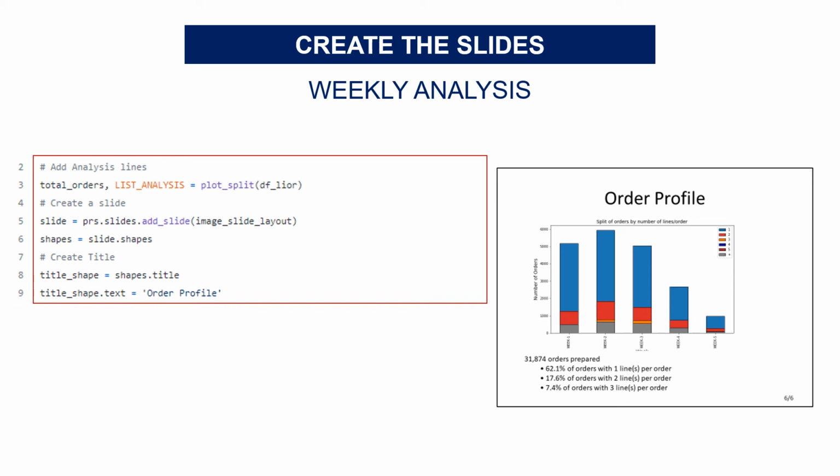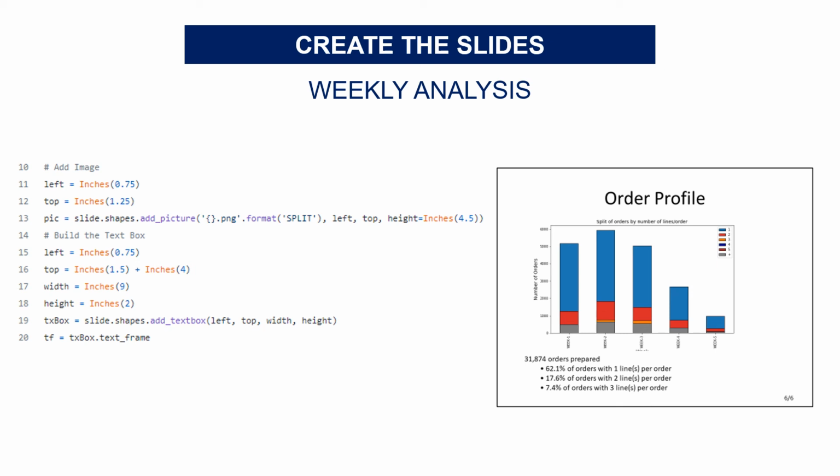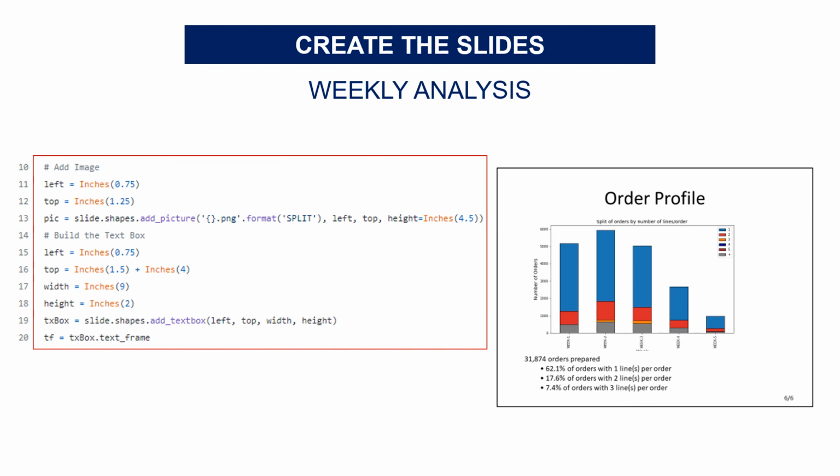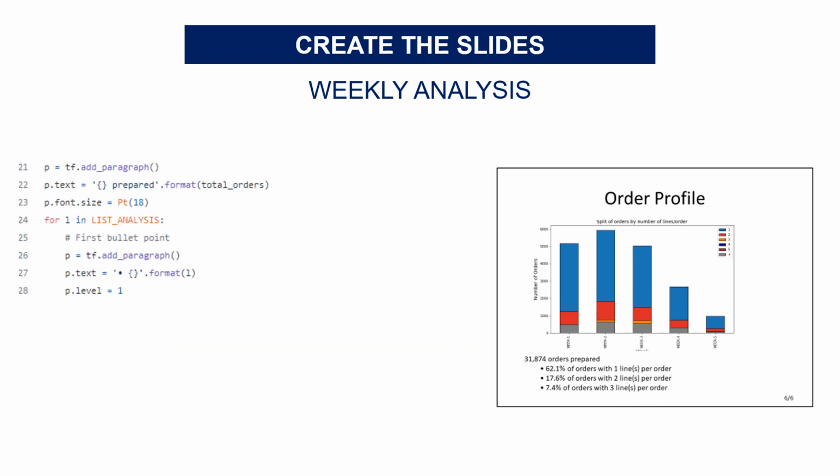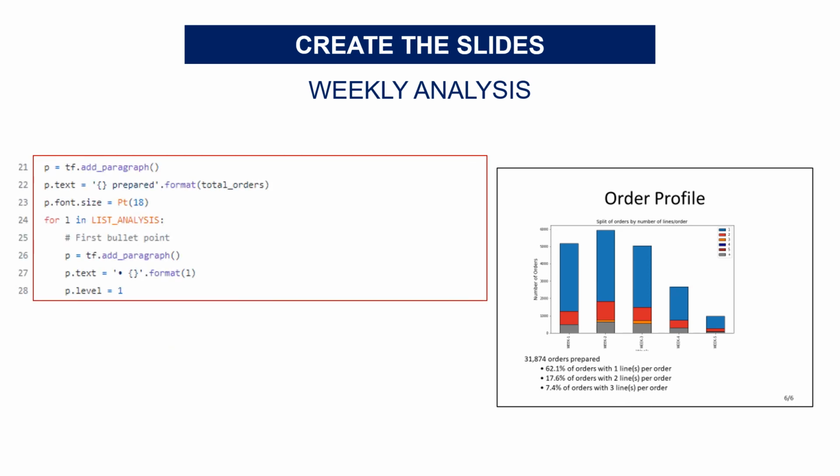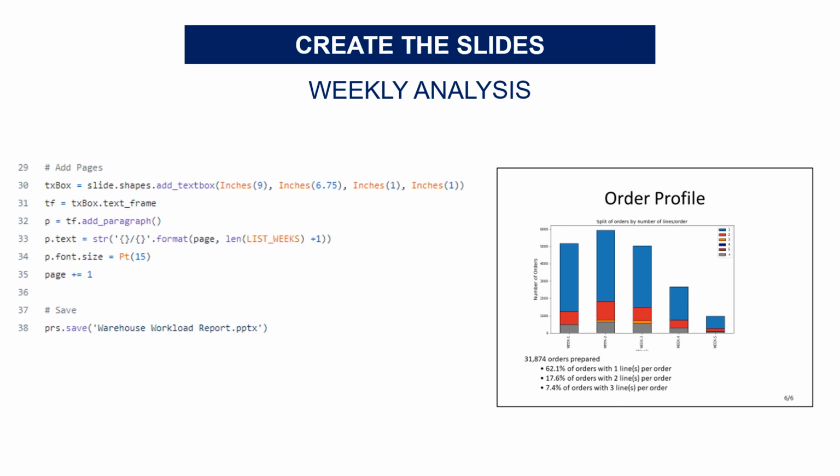Then you can create the slide with the same layout, adding the title. The next step is to add the visual with the same dimensions and coordinates as the previous visuals. And finally, you can add the bullet points with the comments stored in the list analysis, returned by the function plot split. And again, you add the page number with the same code as before.